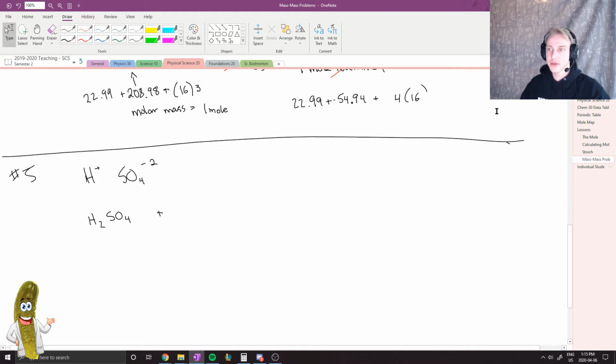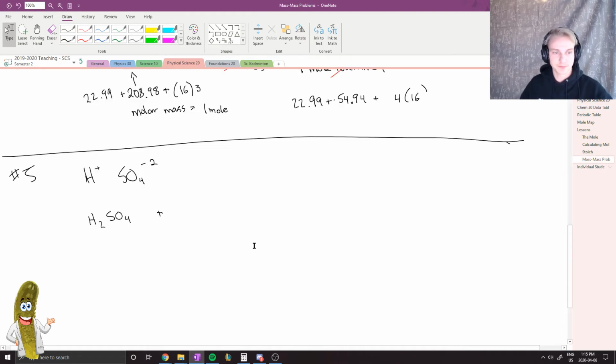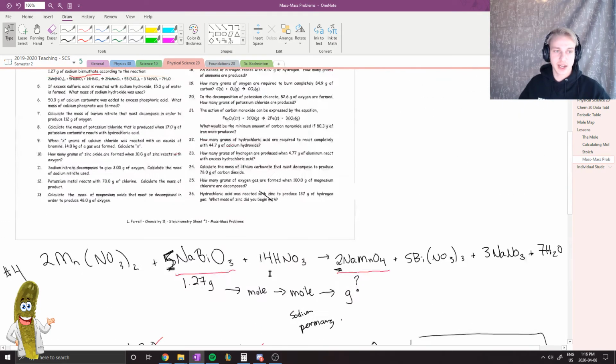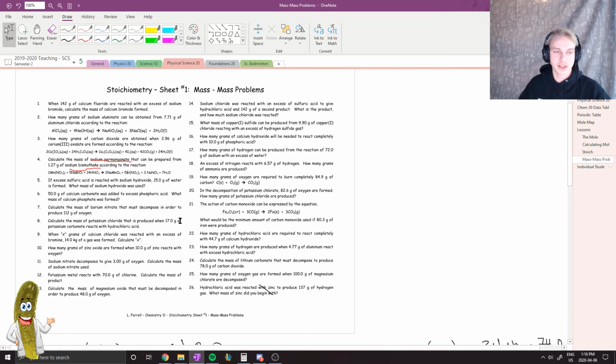What I know that's reacting with is sodium, Na+, hydroxide, OH-. And we'll draw this up here just so you can see. The last thing that I know, I actually wasn't told what the total products of this entire reaction were. Instead, what I was told is that if an excess of sulfuric acid is reacted with sodium hydroxide, 15.0 grams of water is formed. What mass of sodium hydroxide was used?